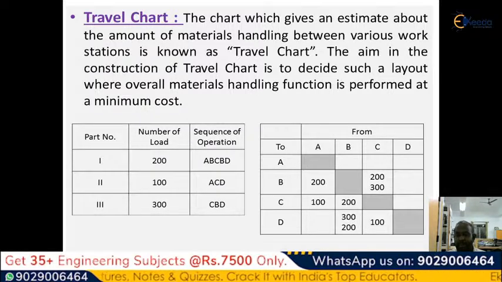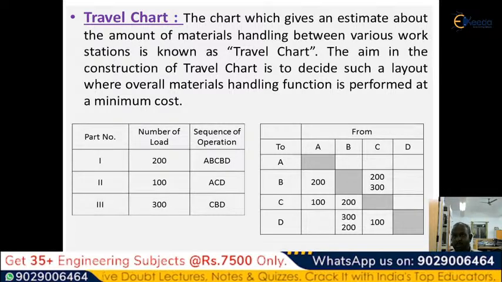Again, I'm going to have the machines A, B, C, D. It is going to have travel between A, B, C, B, D. The first product is going to undergo this sequence. So first it is going to be machined at A, then B, then C, then B, and again it's going to come to D. Then A, C, D for the second product, and C, B, D for the third product. So this is the particular table which we know. I know how many products are going to travel between which machines that are going to be operated. Now I am going to prepare a from-to chart.